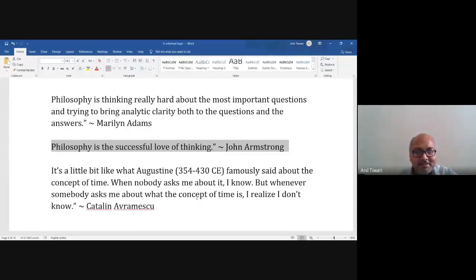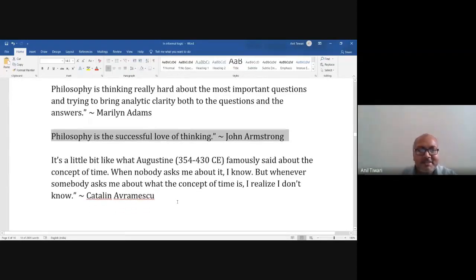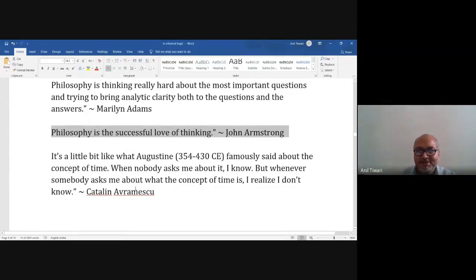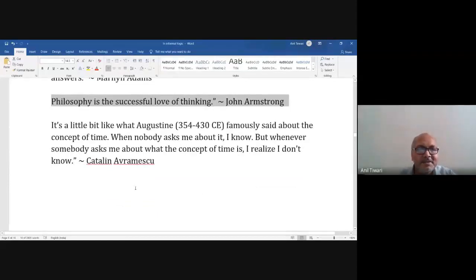Now look at Katalin Avramescu. I don't know if I'm pronouncing the names correctly, but it is on our screen, so you can see the spelling. He refers to Saint Augustine, who talked about something related to time, and he is trying to understand philosophy with reference to that. It's a little bit like what Augustine famously said about the concept of time. When nobody asks me about it, I thought I know. But whenever somebody asks me what the concept of time is, I realize I don't know.